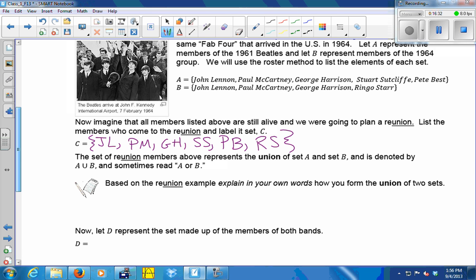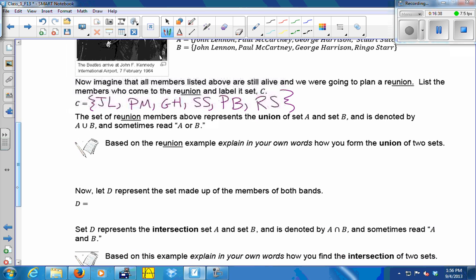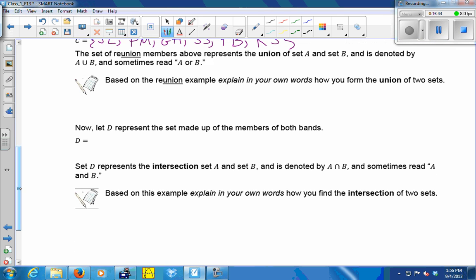So the way we denote a union is with a big U. So if I wanted to put the union of sets A and B, you write A union B. So take 30 seconds, write down in your own words what it means to form the union of 2 sets, based on the example we just did.